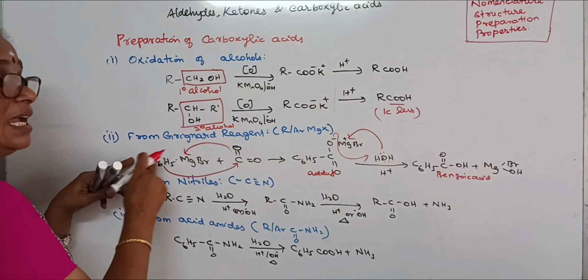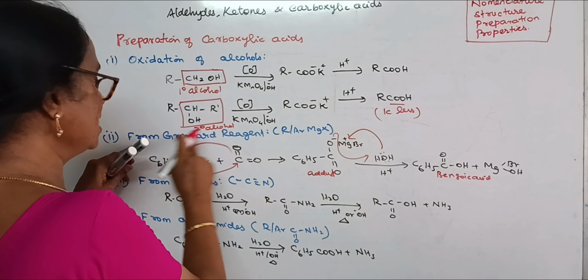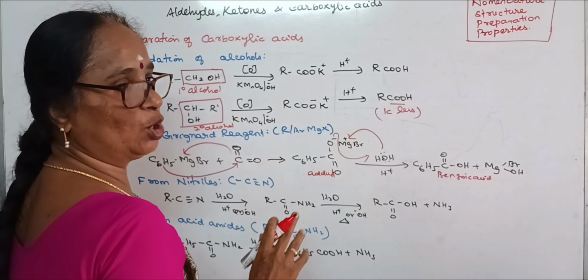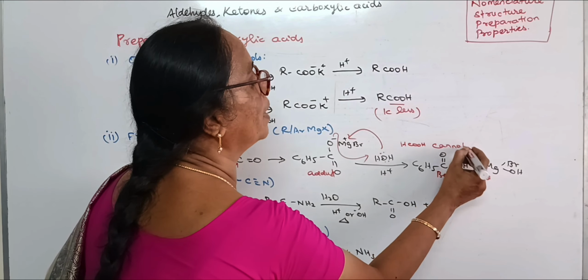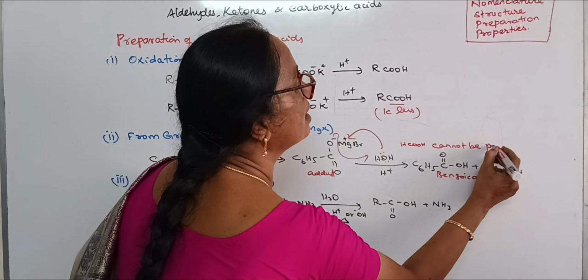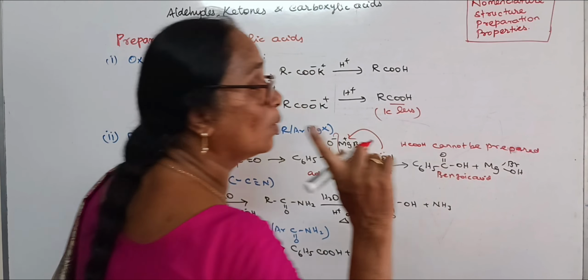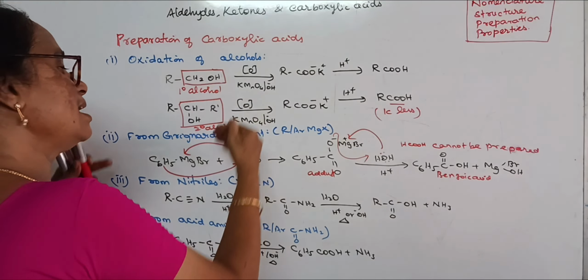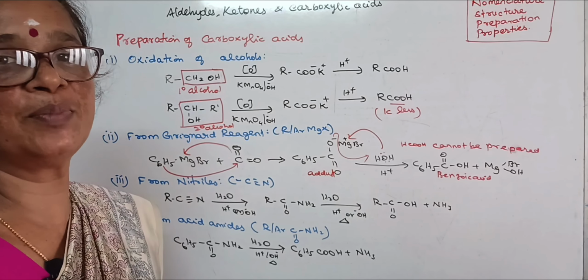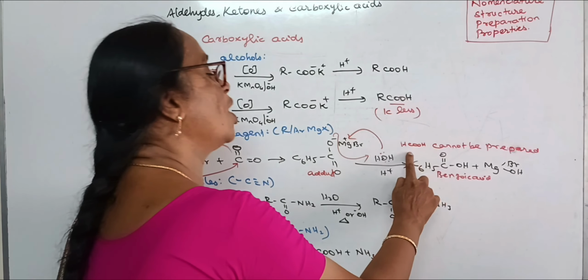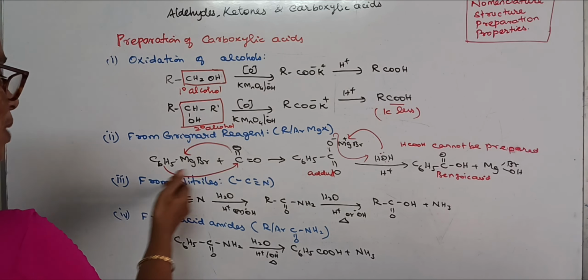If it is methyl magnesium bromide, the product will be ethanoic acid. But you know one thing, using Grignard reagent we can't prepare formic acid. So HCOOH cannot be prepared by using Grignard reagent. This is because formic acid contains only one carbon atom, but the Grignard reagent is a step-up reaction. So it always increases the number of carbon atoms in its product, and hence formic acid cannot be prepared using Grignard reagent.